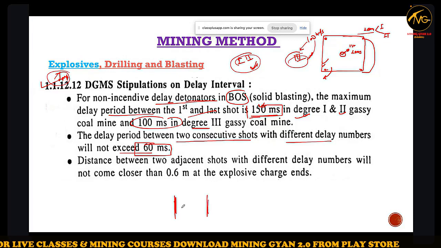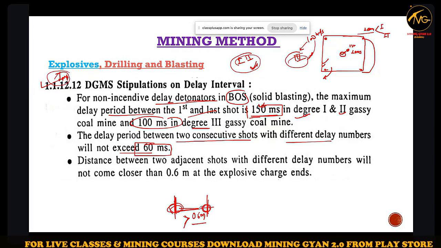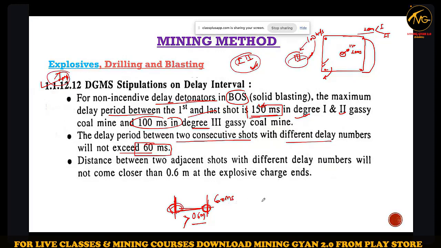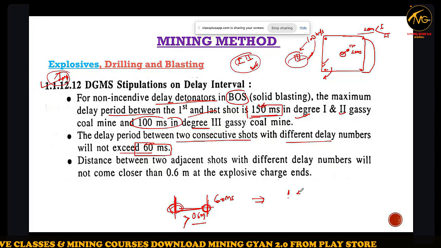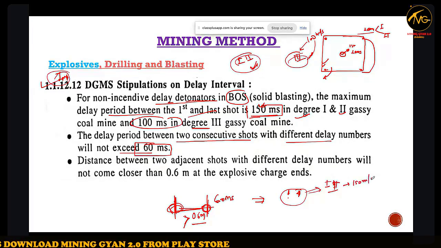If two holes are near, their distance should be more than 0.6 meter, and the delay between two consecutive shots should be 60 millisecond. In this, whatever we have studied, for the first and last hole blasted, for first and second degree seam it is 150 millisecond. For third degree seam, it should be 100 millisecond.